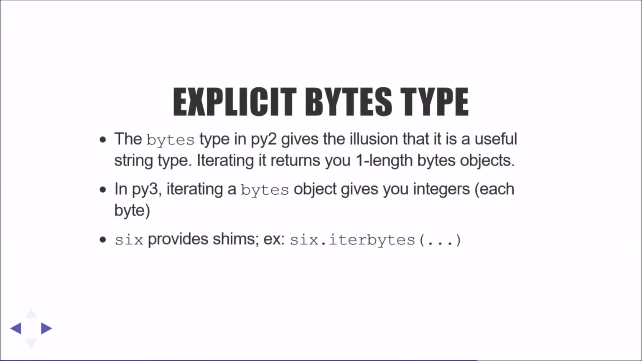In the same way that there's an explicit string type, the bytes type also changed. In Python 2, iterating a bytes object would yield length-one bytes objects, but a bytes object in Python 3 is really just a sequence of integers. Six provides some helper functions to enable the Python 3 behavior in Python 2.